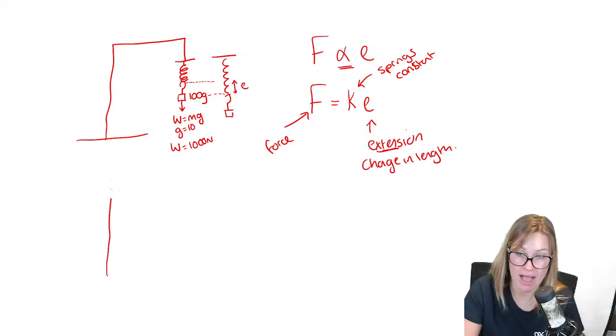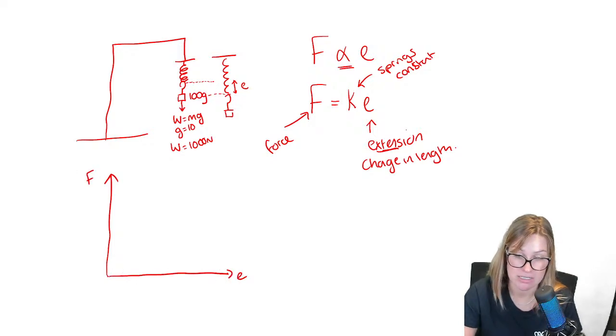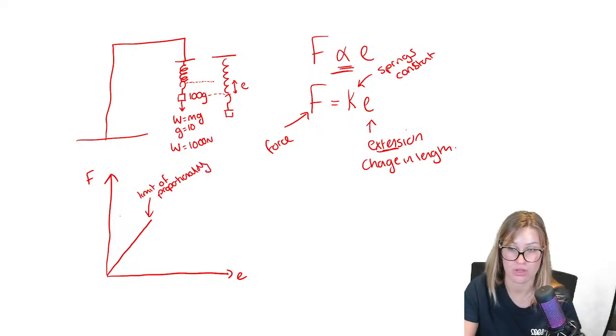And when we plot a graph of our results of force against extension, and this actually comes up in A level as well, you get a straight line through the origin because they are directly proportional up until the limit of proportionality. And you have to know that definition for A level as well. So for Hooke's law, force is directly proportional to extension up until the limit of proportionality.